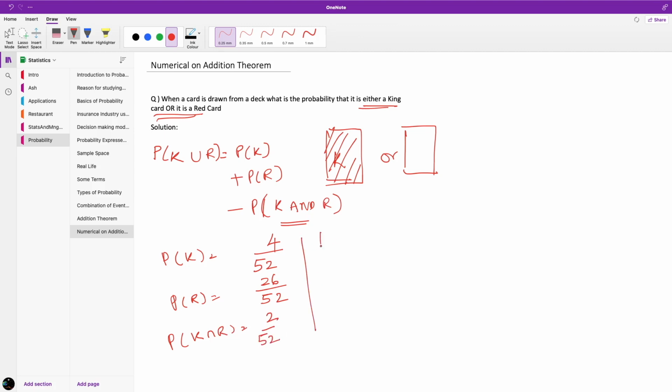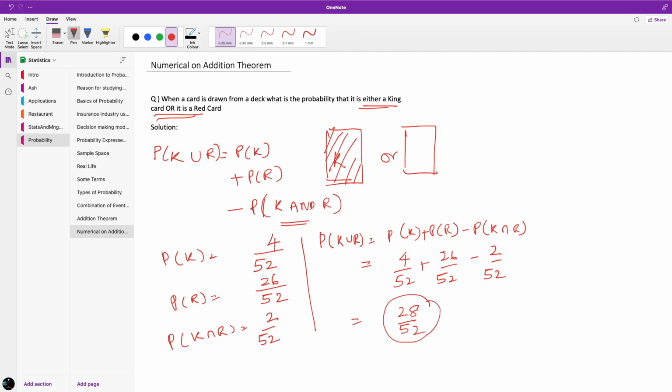So the probability of getting a king or a red card is P of K plus P of R minus P of K and R. That is 4 by 52 plus 26 over 52 minus 2 over 52. So that is 28 by 52. This is the probability of getting a king or a red card, and we have used the addition theorem.